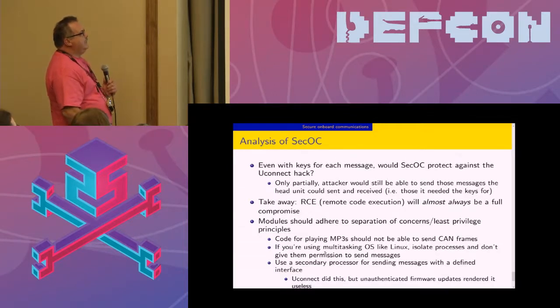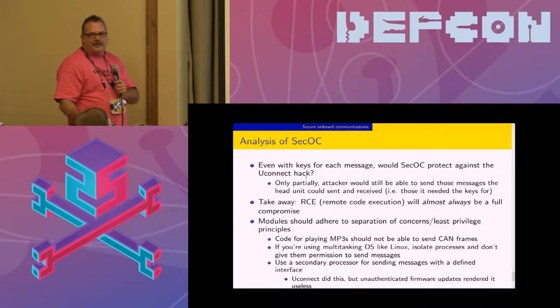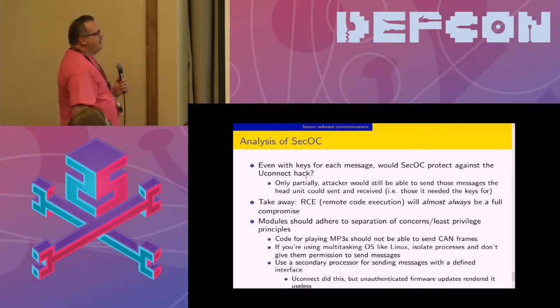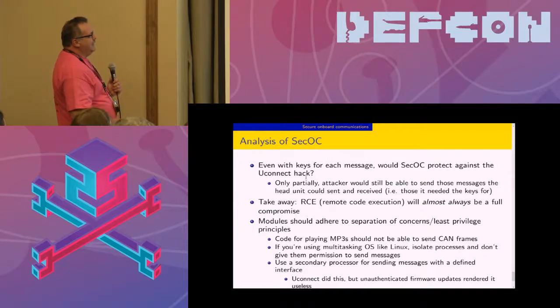So how about this? Even if we had keys for each message, would the secure onboard communication protect against a UConnect hack? Interesting. Well, you have to remember, they own that head unit, 100%. It's already got everything there, so you can still send stuff out. It will make it a little more difficult, but if you already have the code in there to deal with everything and you just need to take a little extra advantage of it, you basically have it owned. In other words, if you get remote code execution, it's going to be a full compromise no matter what you do, pretty much.